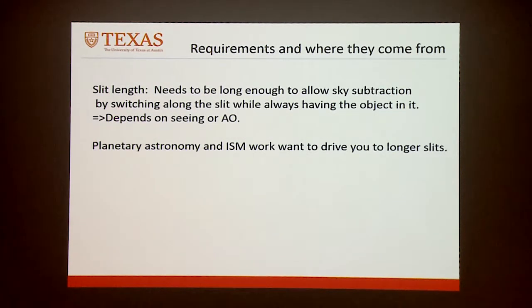The slit length needs to be long enough that you can move the object back and forth across the slit, so we can take out all those darn OH lines that show up. So how long the slit is depends on how big your source is, and that will depend on whether you're using natural seeing or adaptive optics. So with an adaptive optics instrument on the GMT, a slit of an arc second or so is fine. Typically with natural seeing, you'll need a slit of at least 5 arc seconds to make this work.